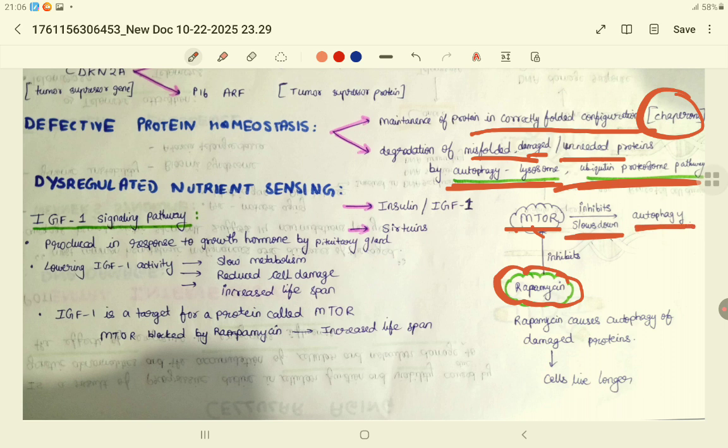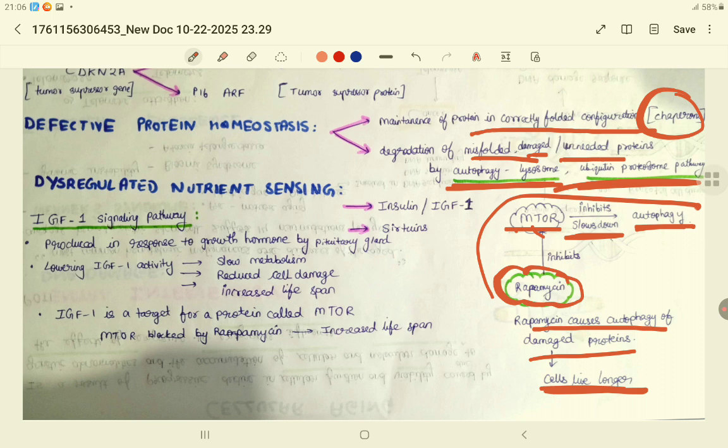If you see clearly through this pathway, you can understand that rapamycin will actually cause atrophy of the damaged proteins, right? Because rapamycin inhibits mTOR, and mTOR in turn slows down the autophagy. So we can see that rapamycin basically causes accumulation of the damaged proteins. Basically cells will live longer because of this, right? So this comes under defective protein homeostasis.